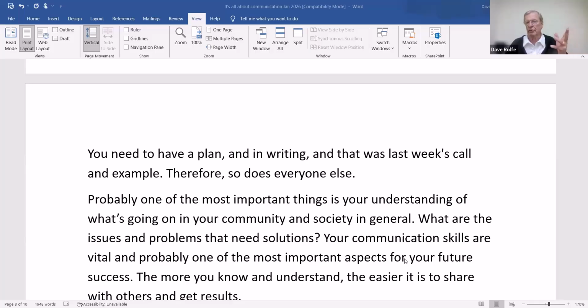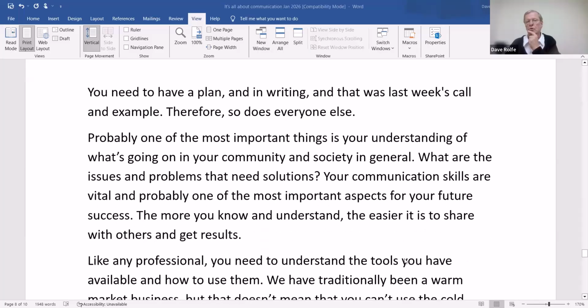Therefore, so does everyone else. It's so important. Probably one of the most important things in your understanding is what's going on in your community and society in general, and what are the issues and problems that need solutions. Your communication skills are vital and probably one of the most important aspects of your future success. The more you know and understand, the easier it is to share with others and get results.